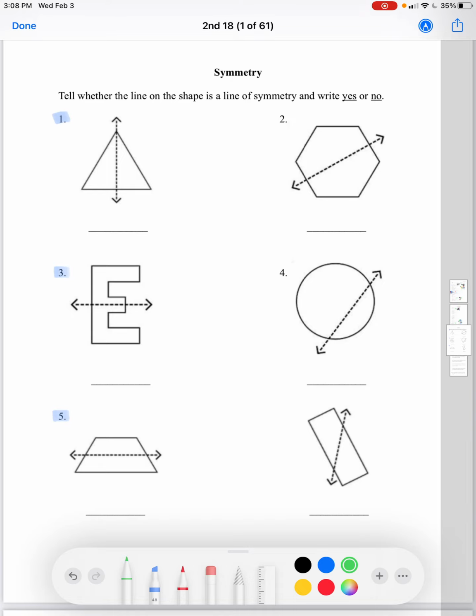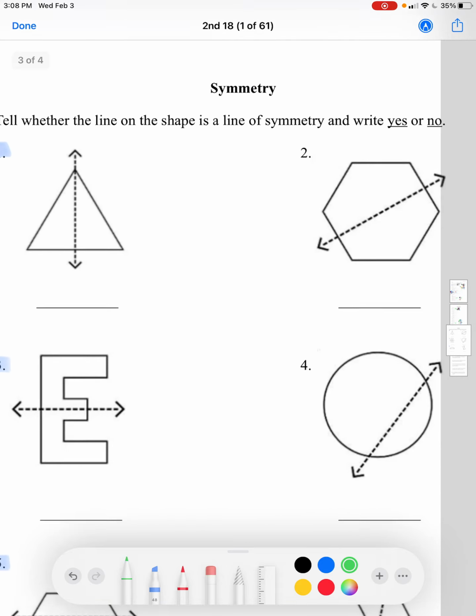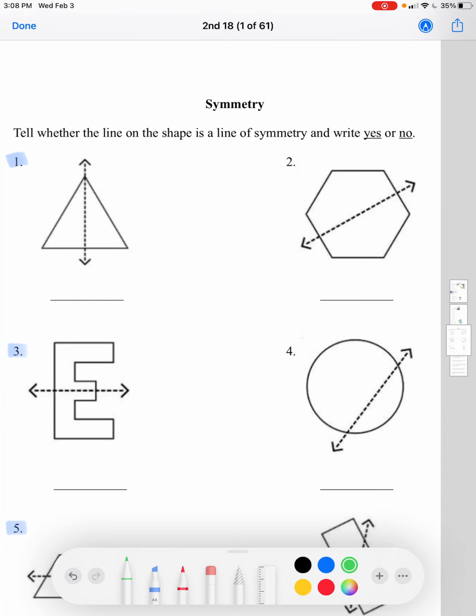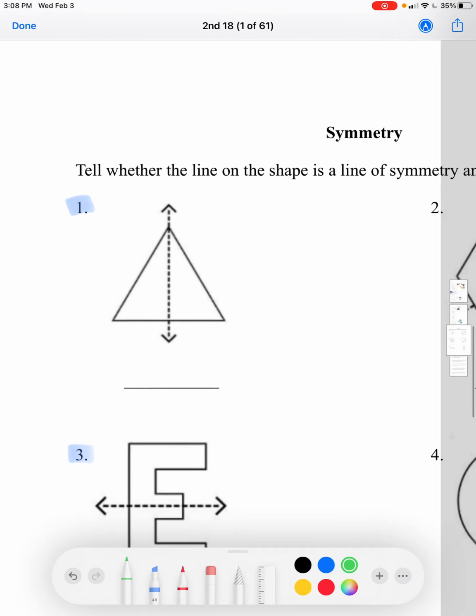We'll just do the questions on the left-hand side. So let's look at number 1. And let's look at the directions first. It says to tell whether the line on the shape is a line of symmetry and write yes or no.